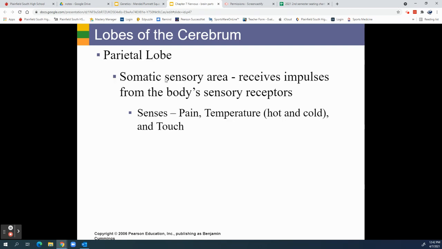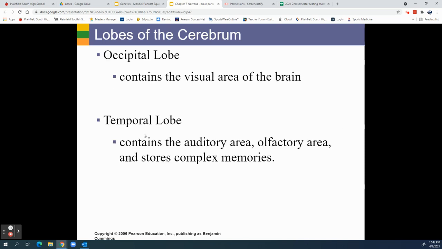Parietal lobe is mostly sensory. This is going to receive impulses from the body's sensory receptors. Really what we're looking at are three main types of senses: pain, temperature, as well as touch. If there's damage to this area, people can have issues with those different senses. Occipital lobe, this is the one that contains the visual area of the brain. Any damage to the back of the brain can damage our brain's ability to perceive vision.